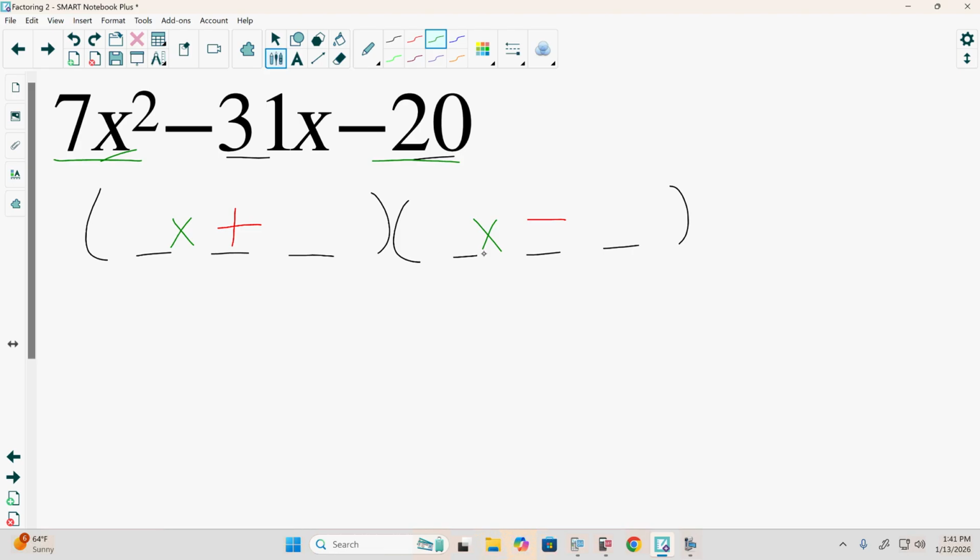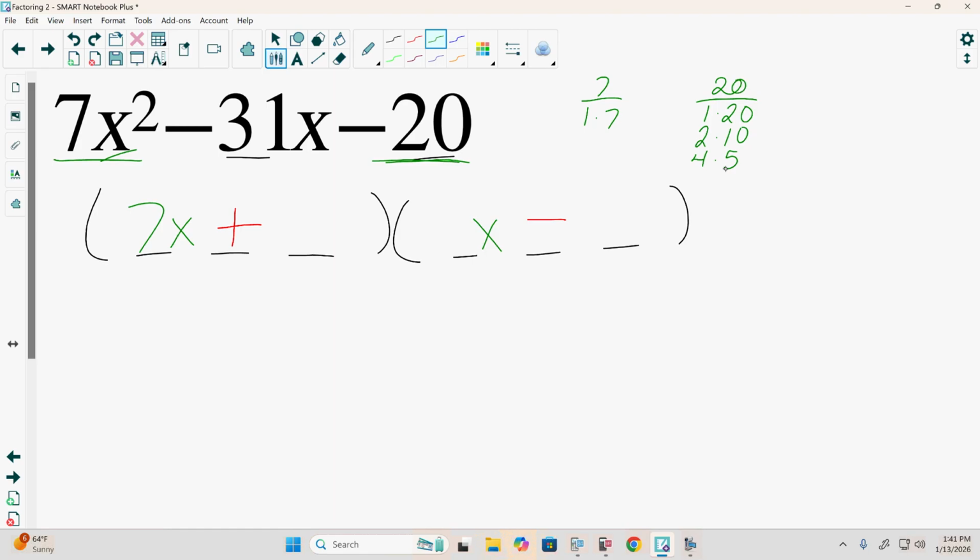Factors of 7 are 1 and 7. Are there any others? No. Since there's only one set of factors, we can just throw 1 and 7 in. And that gets us our first set of factors. Now, factors of 20. We have 1 and 20. 2 and 10. 4 and 5. And that's it.